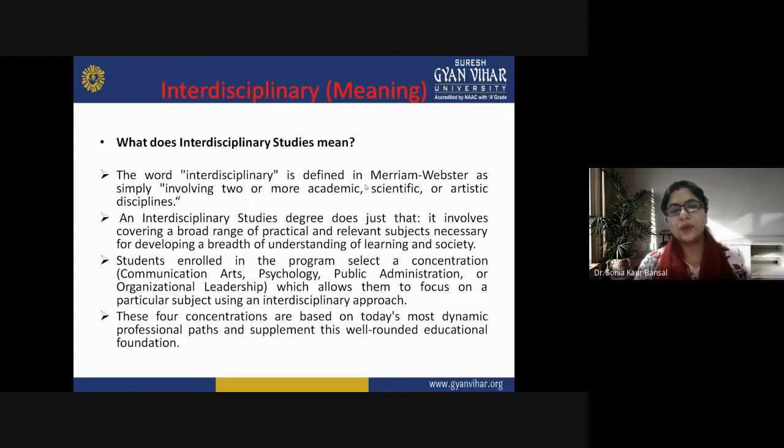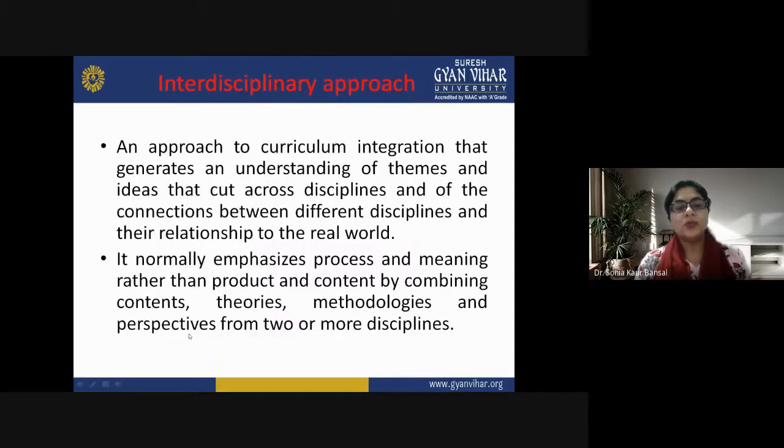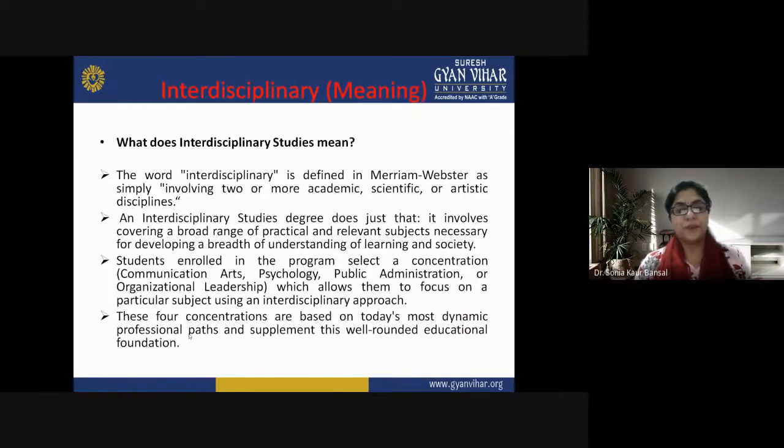So, if we are studying a particular discipline, one discipline at a time, but we are also taking the help of other disciplines to study more effectively. All right, students, an interdisciplinary studies degree does just that. It involves covering a broad range of practical and relevant subjects. See, students, when we are talking about relevant subjects, relevant means whatever is relevant to your own study. So that's how we are going to discuss.